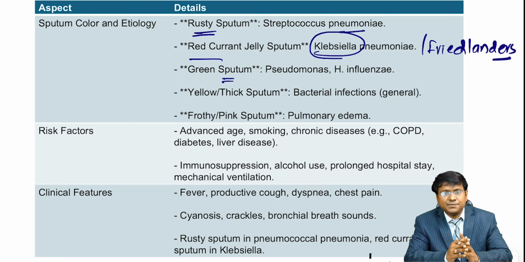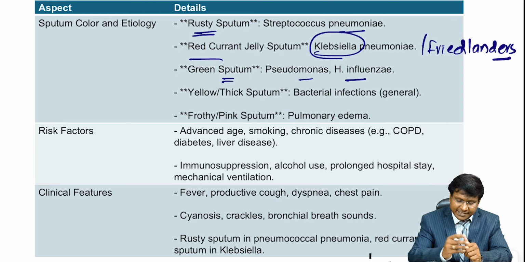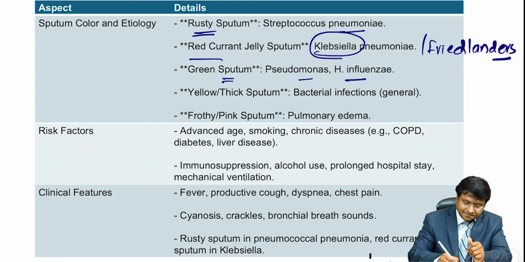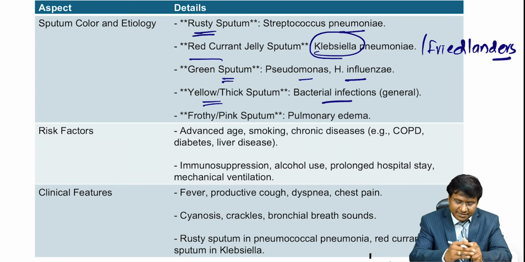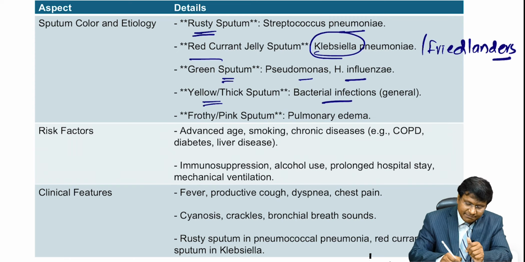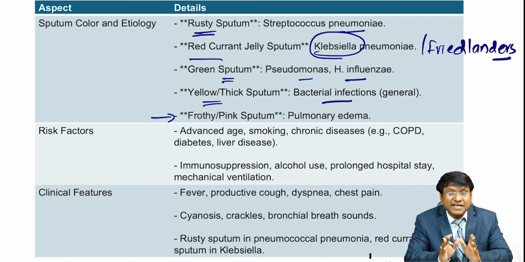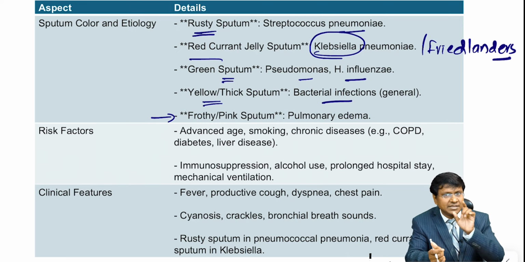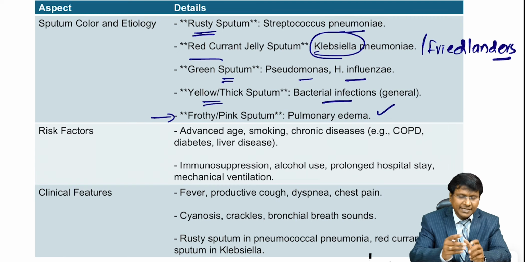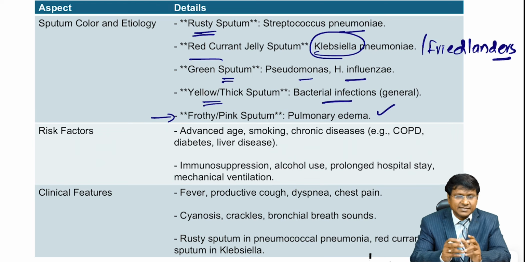Next is the green sputum. You have the presence of green sputum in case of Pseudomonas as well as Haemophilus influenzae. Then you have the yellow or thick sputum that is present in bacterial infection. Next important is the frothy or pink sputum. Pink frothy sputum is not observed in case of any pneumonias. The pink frothy sputum is observed in cases of pulmonary edema. So that is about the sputum color as well as the etiology.